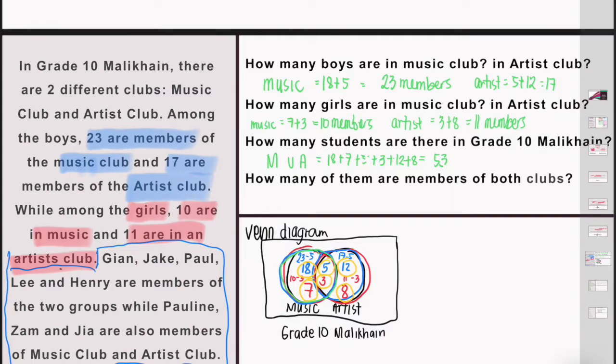And lastly, how many of them are member of both clubs? So to do that, common naman po na member siya ng music and artist. So this is a representation of your intersection. So sa intersection po natin, titignan lang natin yung nasa gitna ng dalawang circle. So pinakagitna, common, we have there 5 and 3. So meron tayong 8 students who actively joined the two groups. So that's how Venn diagram helps us in solving these problems.